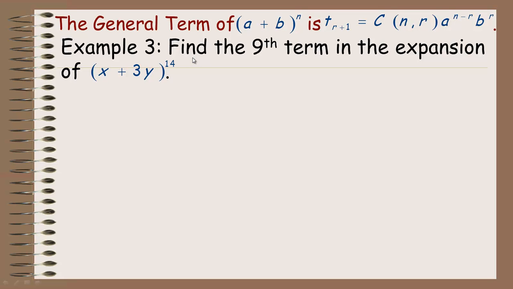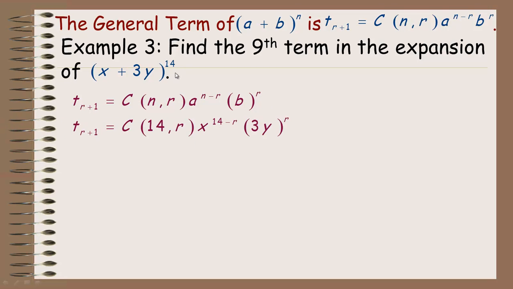And in example 3, we're asked to find the 9th term in this expansion. Now, if it's power of 14, there's actually 15 terms. Because remember, r starts counting at 0, so in this case it would go from 0 up to 14, that's 15 terms. But we only want the 9th one. So what you do to find that 9th term using this general term is tailor this general term to this specific expansion. And so there's the general term formula.